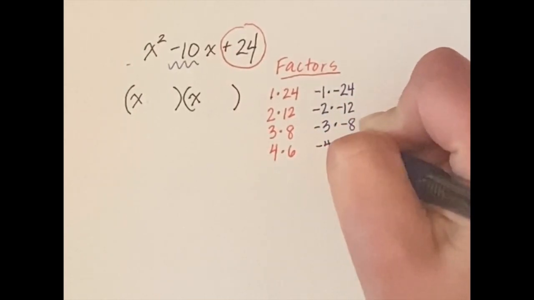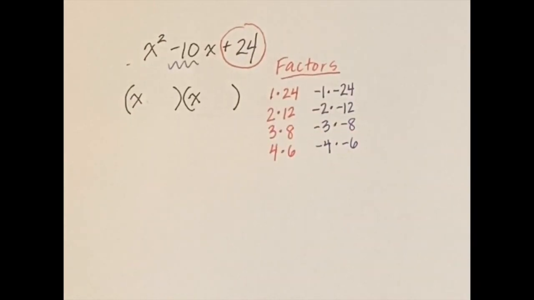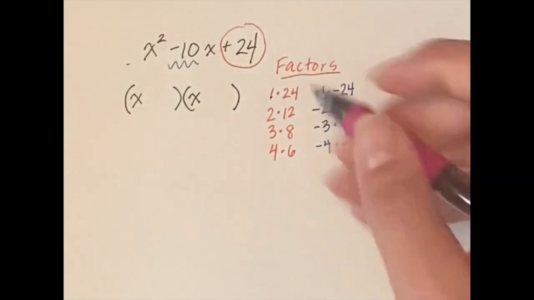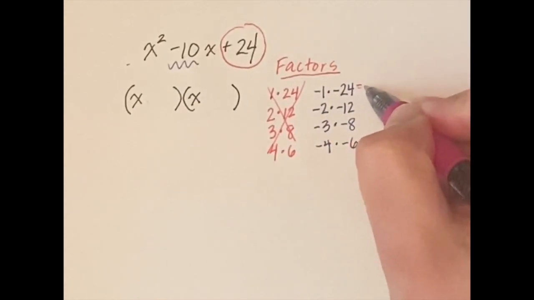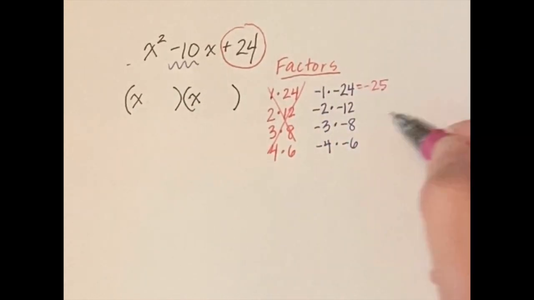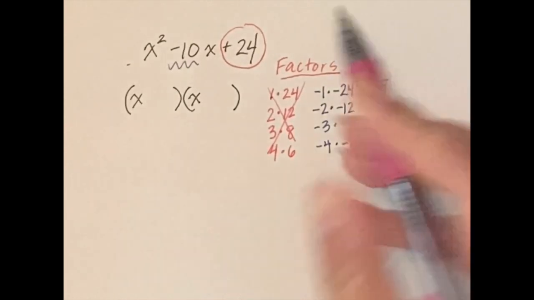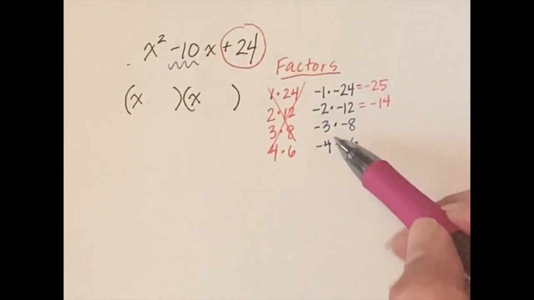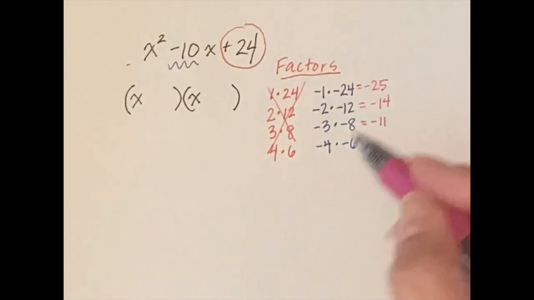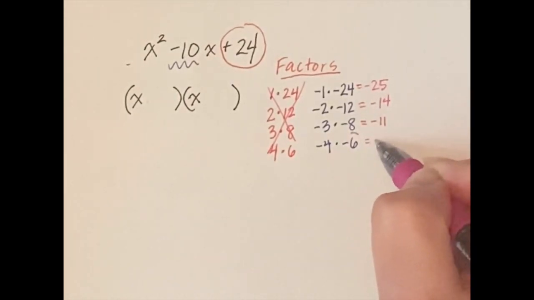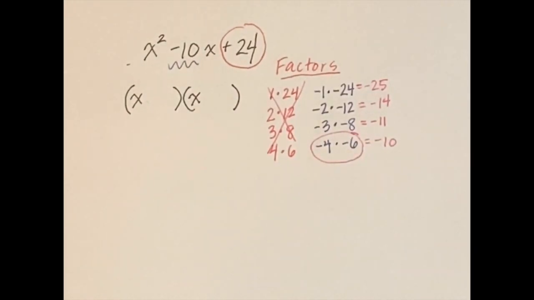All right, well, we already decided that this column on the left, we can't add these up and get negative 10 at all. So these are not our answers right here. And here, negative 1 plus a negative 24, that's negative 25. That's not what I want. Negative 2 plus a negative 12, negative 14. I'm getting closer to that negative 10. Negative 3 plus a negative 8, that will give me negative 11. Ooh, even closer. Here it is. This will give me negative 10 right here, this negative 4 and the negative 6.